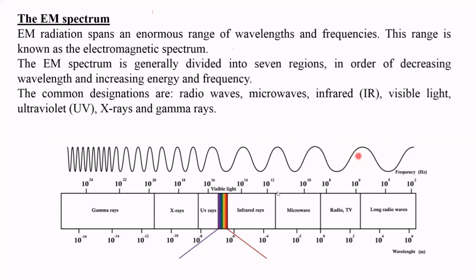Okay, now the 7 groups are long radio waves, radio and TV waves, microwaves, infrared rays, visible light, UV rays, X-rays and gamma rays. If the radiation has less wavelength and high frequency, then the radiation has more energy, more powerful. Here the frequency is high and wavelength is low.